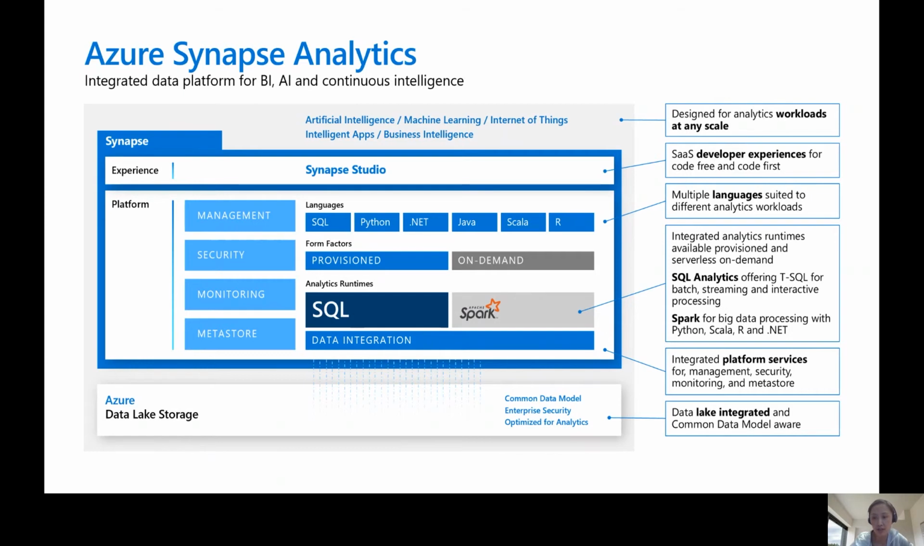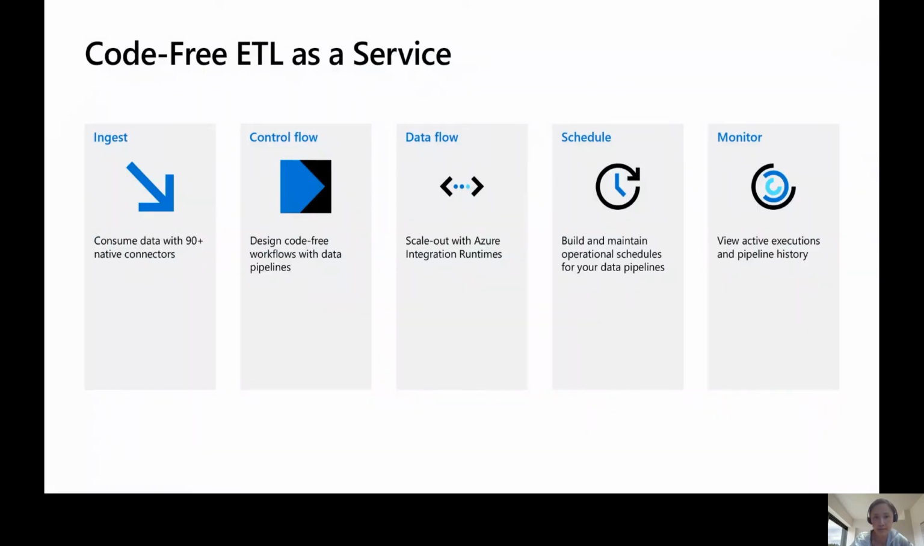So for the remaining of the talk, whenever I'm referring to ADF patterns and best practices, keep in mind that the same patterns, best practices also apply when it comes to doing data integration inside Synapse. So next, let's look at the core capabilities. At a very high level, ADF has these 5 core capabilities: ingest, control flow, data flow, scheduling, and monitoring. Let's take a brief look at each one of them.